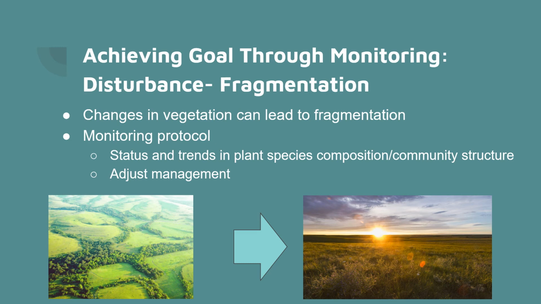Utilizing monitoring protocols to determine status and trends in plant species composition and community structure will ensure we achieve success against fragmentation. Our monitoring techniques include elements such as species richness and diversity, and the relative abundance, frequency, distribution, and ground cover of community structure. Protocols such as photo point and cover surveys are used in support of this element.